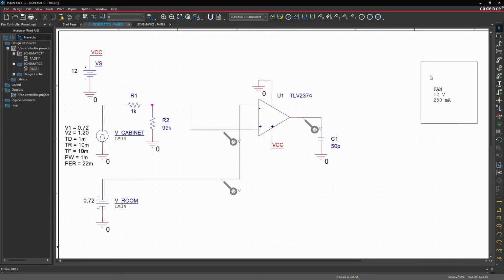In order to drive our fan, we're going to need some sort of circuit to do that. We can't drive the fan directly off of the op amp, so I'm going to add in a power MOSFET over here. I'm not going to go into a lot of detail on power MOSFETs in this video, but we don't want to be driving the input to that MOSFET very slowly. We want to switch from low to high relatively quickly.